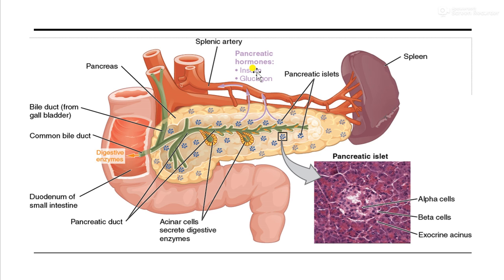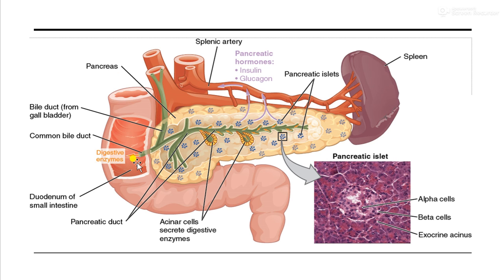Now we see the second function, that is digestion. The pancreas plays a vital role in the digestive system. It does this by secreting a fluid that contains digestive enzymes into the duodenum. The duodenum is the first part of the small intestine, and it receives food from the stomach.